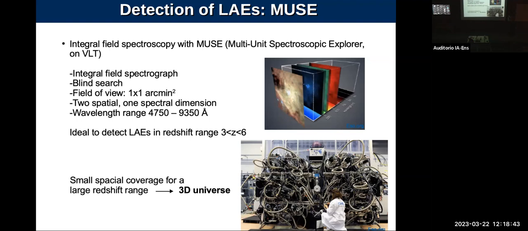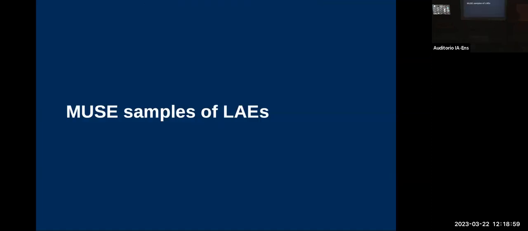So the great thing about MUSE is that now we can study a 3D universe with the 3 coordinates. But the spatial coverage that MUSE will cover is not that large. It's actually quite small, and it is determined by the field of view of the instrument. So let me show you which kind of samples of Lyman-alpha emitters MUSE is detecting.